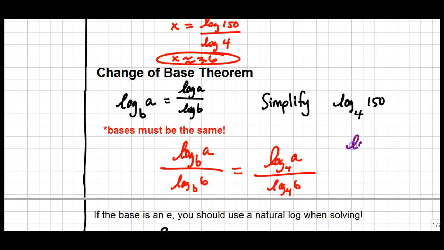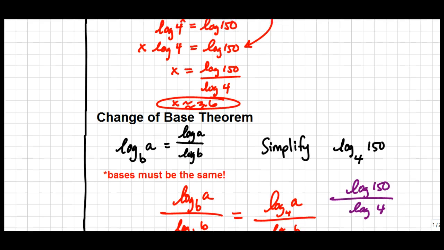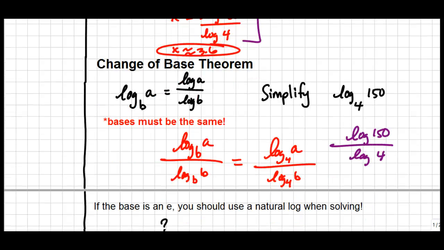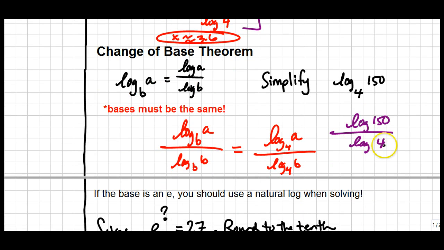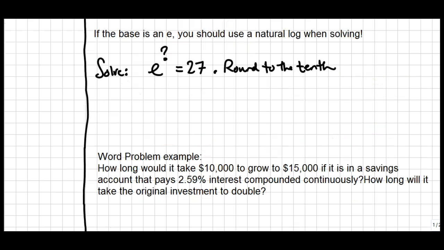All we're going to do is say, okay, let's do log of 150 on the top and log of 4 on the bottom. Isn't that what we did? Right there, boom, that's what we did. So when you're working with solving, you can just simply use the change of base theorem from here on out. And so you would get the same answer of 3.6. It just saves you having to do all of that work.